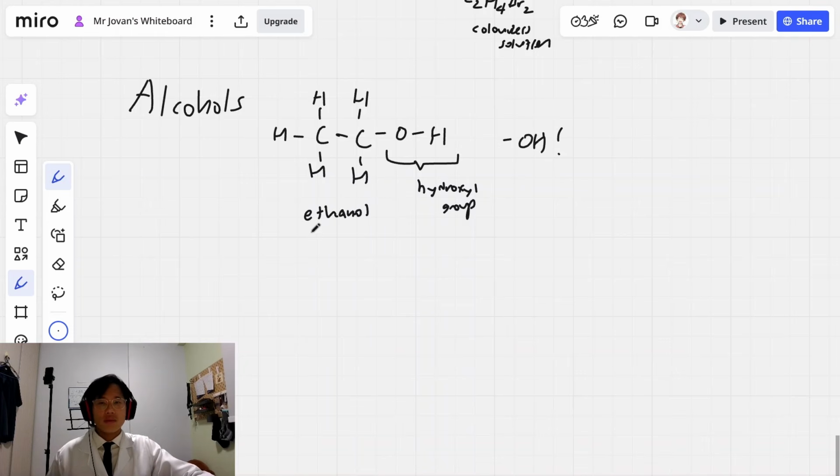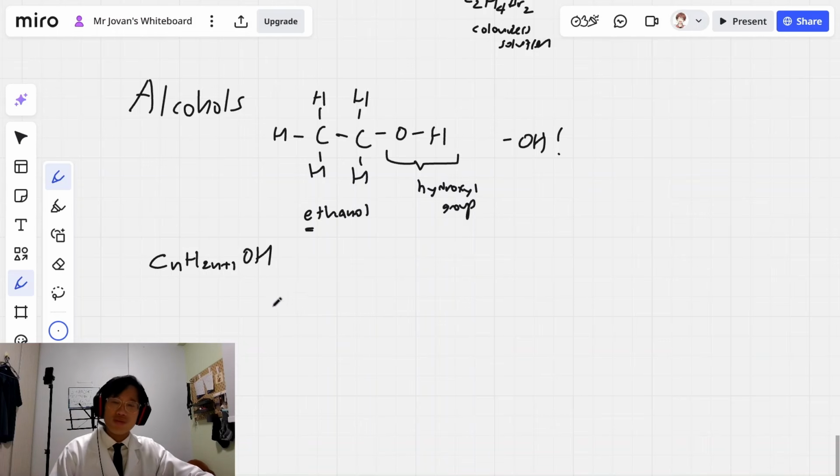Why is it called ethanol? Remember we went through it: eth is for two carbons. Ethanol is for alcohols. Let's talk about the general formula. CnH2n+1OH. I'm going to break down the general formula so that you don't have to remember it and you just straight away understand.